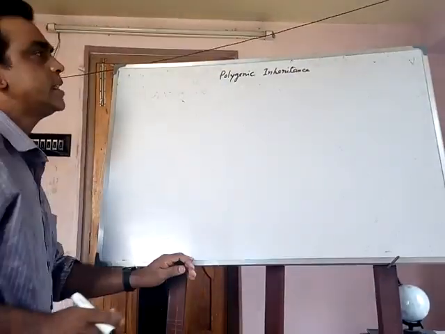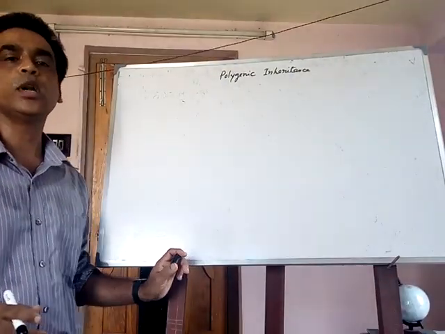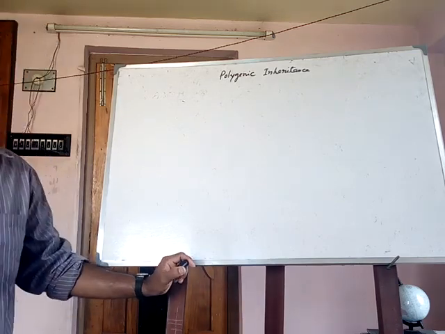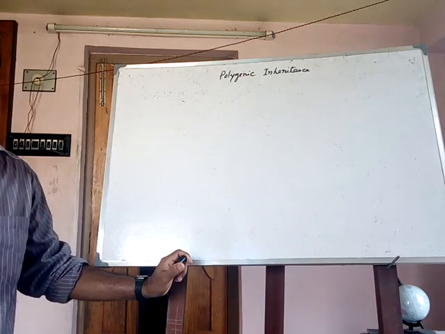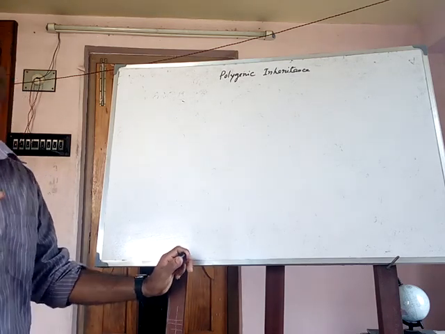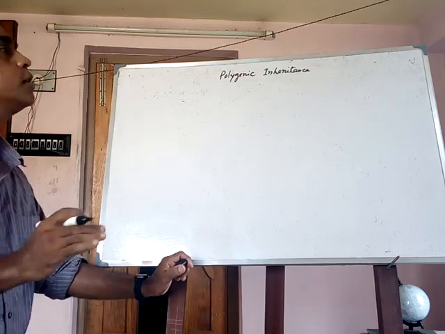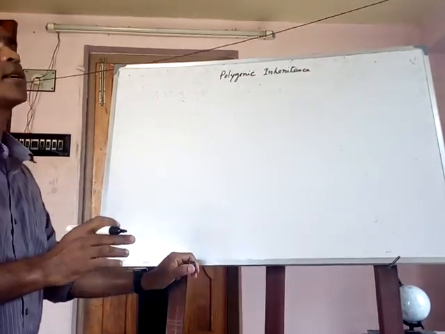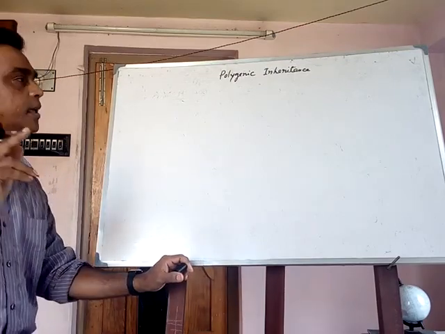Today's topic is polygenic inheritance. What is polygenic inheritance? When a trait or a character is controlled by more than one gene, it is called polygenic inheritance. It is discussed using a Punnett square.